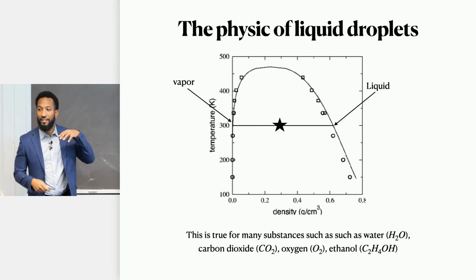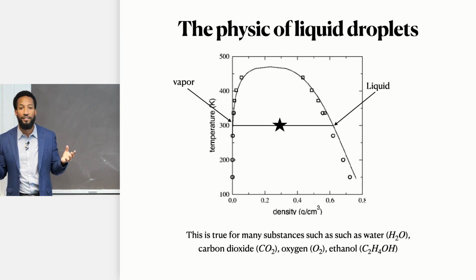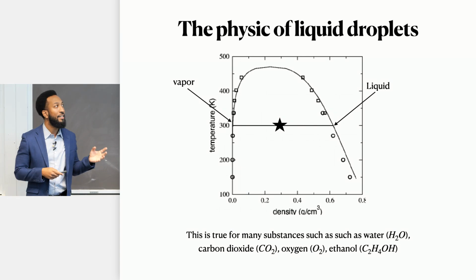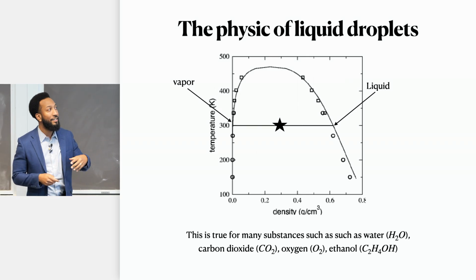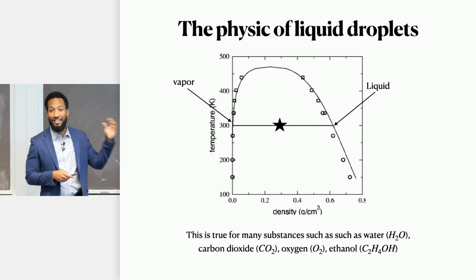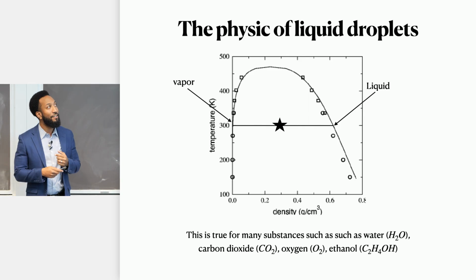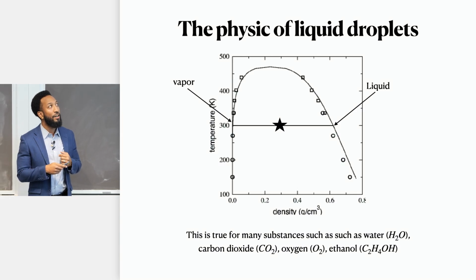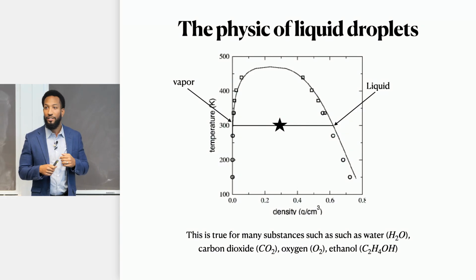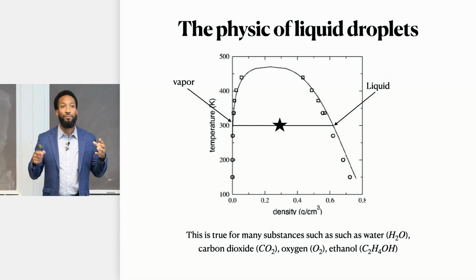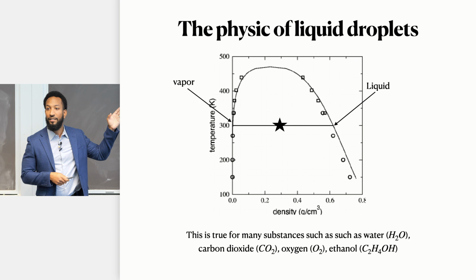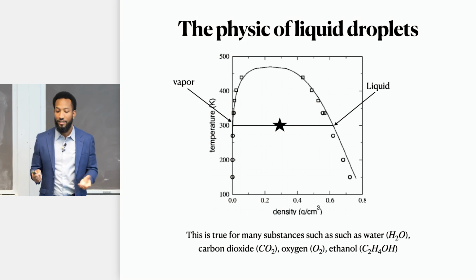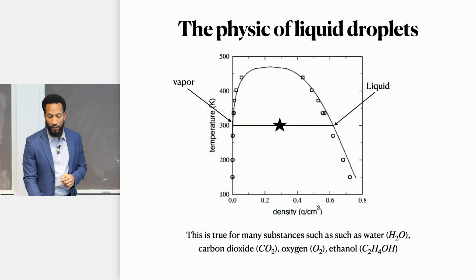But this is giving us an idea of universality in physics. What I mean by that is you can look at many different types of substances like water, carbon dioxide, oxygen, ethanol, many other substances, and they would all fall on this curve. This is a general principle: near this so-called critical point, at the top of this curve, many substances would fall on this curve of liquid-vapor coexistence, as it's called. But let's talk about it a little more.